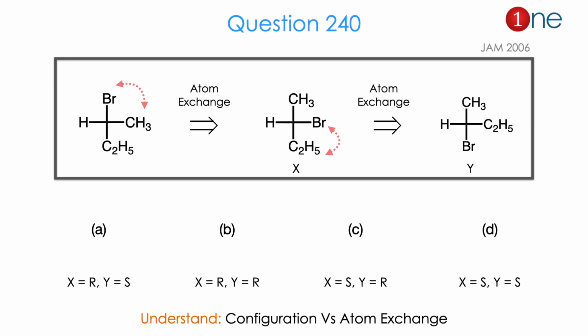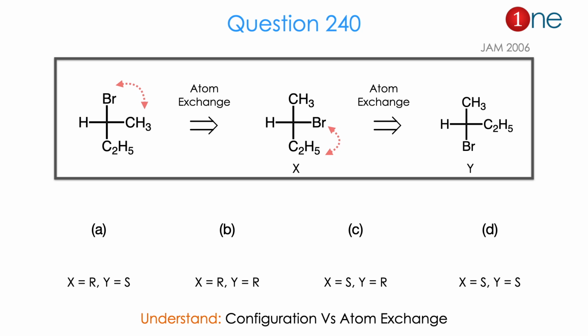Then let us look at the next question. They give a structure with a chiral center attached with bromine, ethyl, methyl and hydrogen. They are exchanging two atoms, bromine and methyl, at the first step, which is called X. Next they are exchanging the bromine and ethyl, which is called Y. Basically they are doing two atom exchanges. They ask you to find the absolute configuration of X and Y. So you have to guess whether it is R or S.